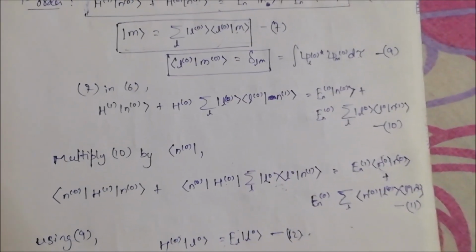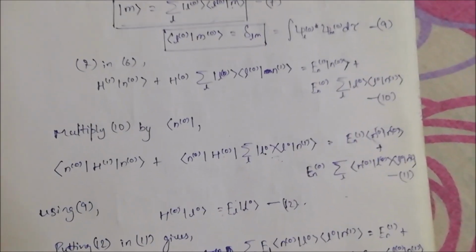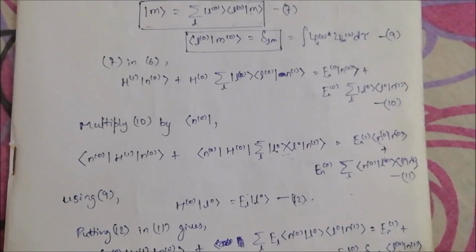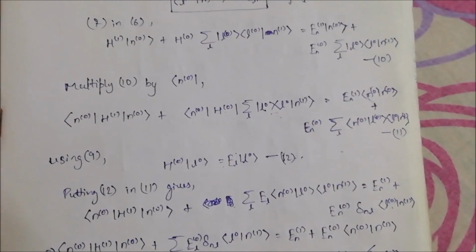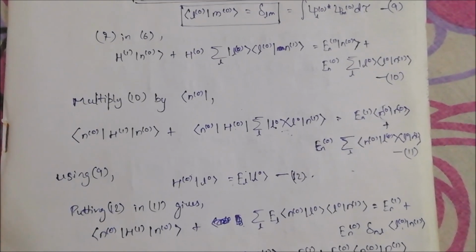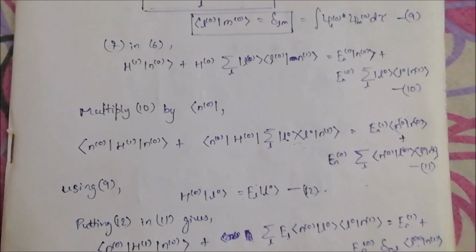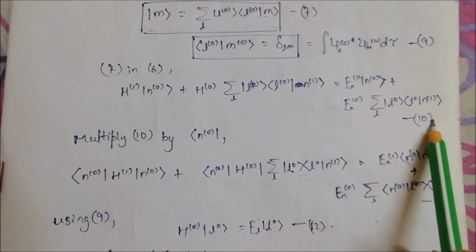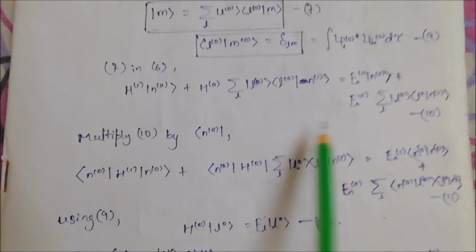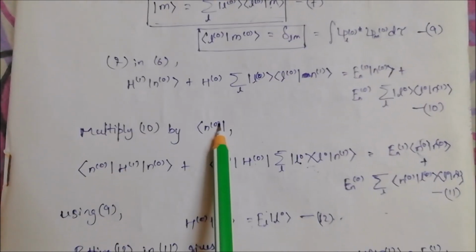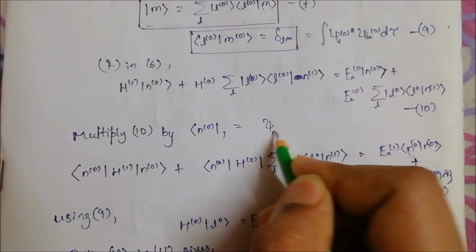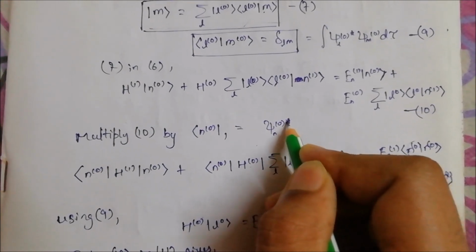If I am too fast, you can pause the video and watch the expression. While I am explaining it, you keep deriving it yourself also; that will help you understand better. Once we obtain this expression, we multiply both sides by this bra vector, which is simply the complex conjugate of the function psi n0.